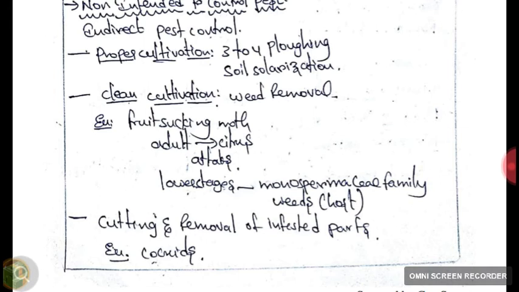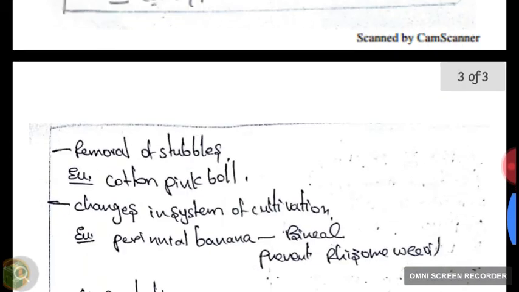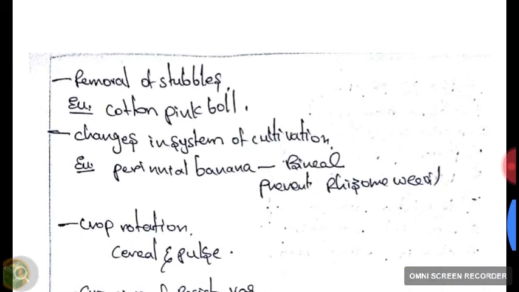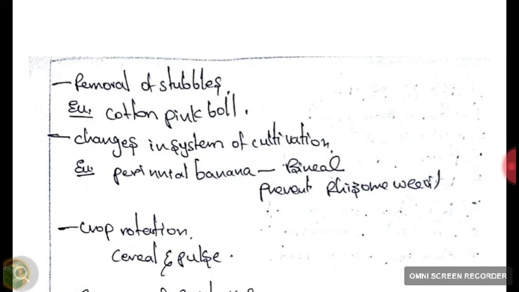Cutting and removal of infested parts. You should cut and remove the infested parts immediately in order to prevent further infestation. Example, coccids. Removal of stubbles: for cotton pink bollworm, if you remove stubbles, we can prevent the infestation. Changes in system of cultivation: perennial banana cultivation is shifted to biennial. Hence, we can prevent the rhizome weevil. It helps in preventing infestation of rhizome weevil of banana.